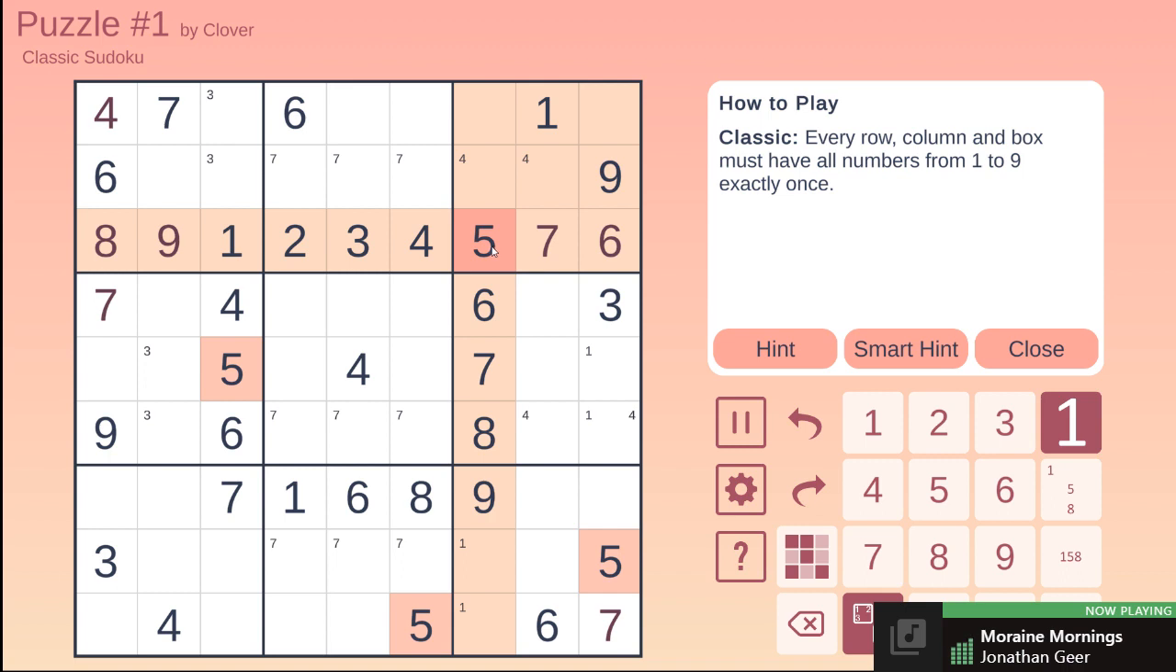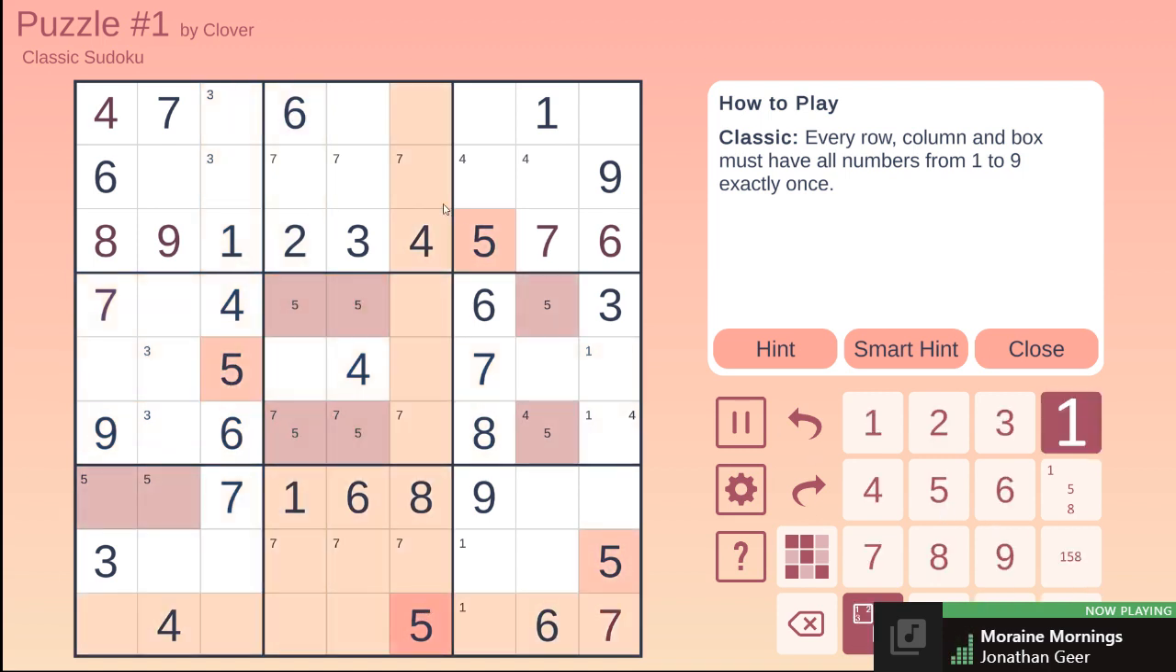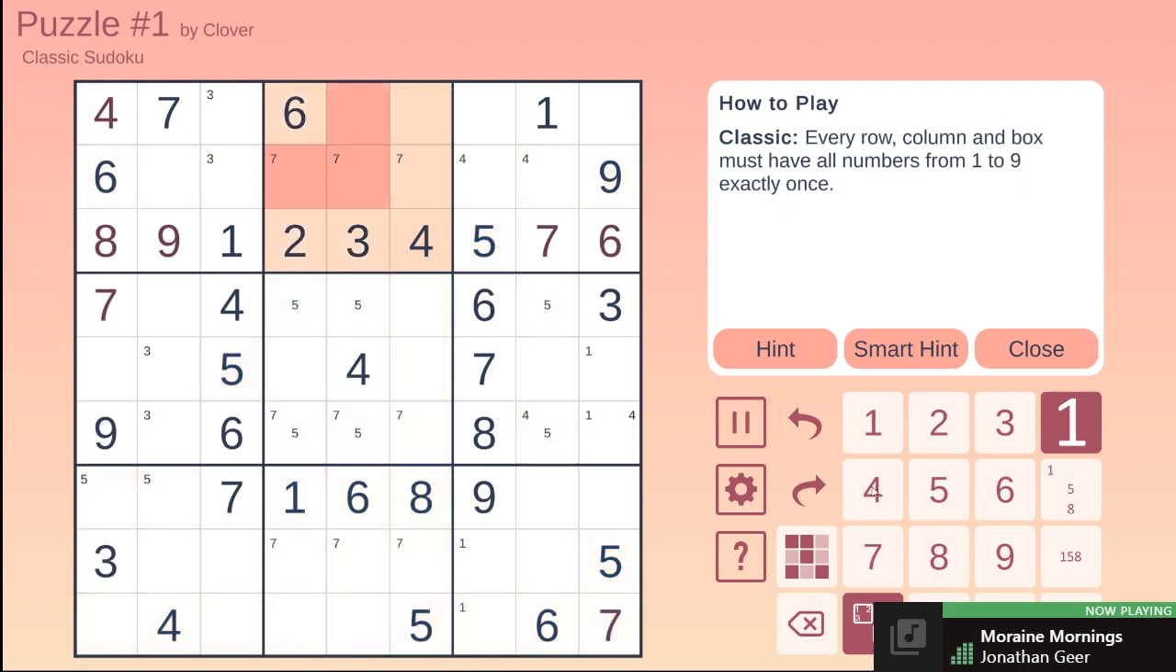What about 5s? Well, 5 has to be in one of these 2 spaces here. And then here, 5 has to be in one of these 2 spaces. And can be anywhere here. And I guess let's label it up here. It can be one of these 3. Okay.